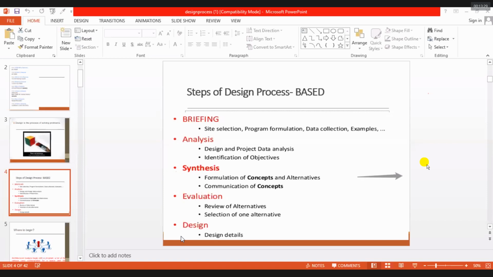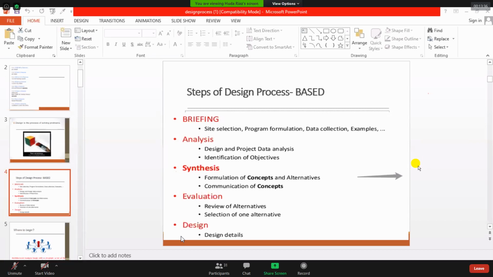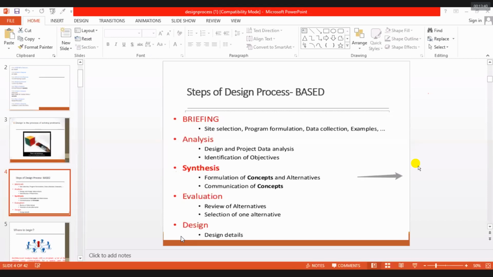So this is one of the ways through which we can solve the design problem with the help of design theory or issue-based design. Once your question is answered and you are clear, please let me know.